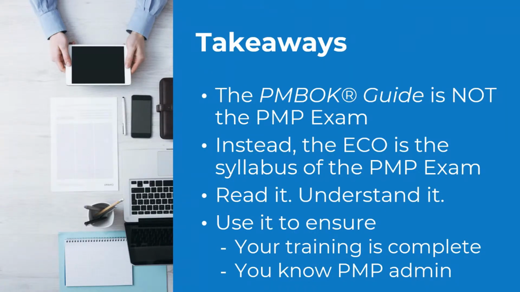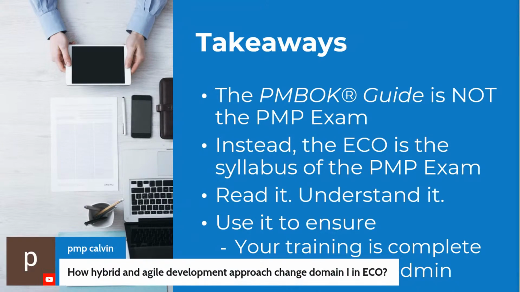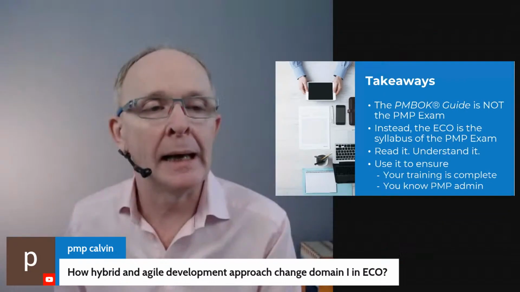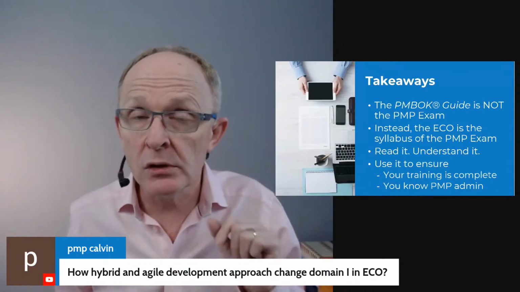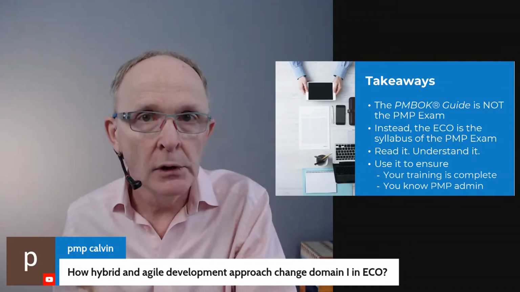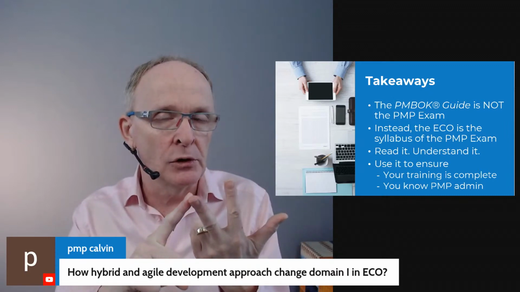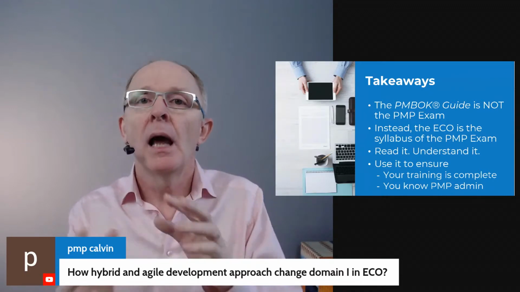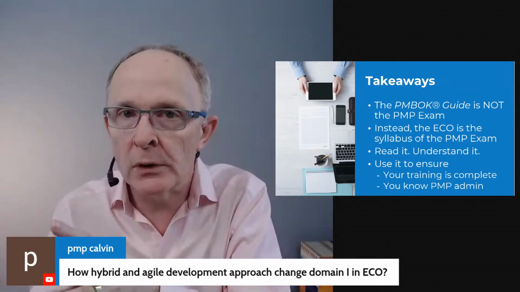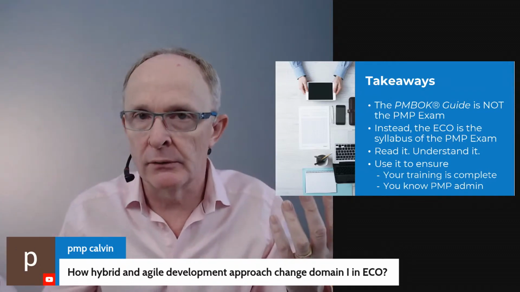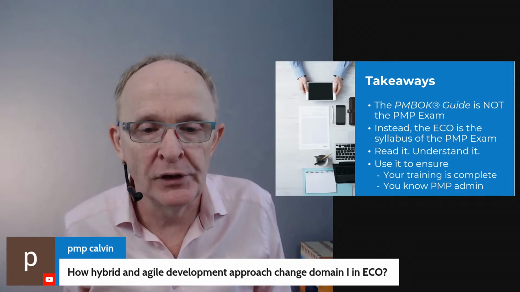Getting a few questions here that talk about Agile. How has a hybrid and Agile approach changed the domains in the ECO? PMI clearly states that 50% of the exam will be about hybrid and Agile, and they also clearly state that it's throughout. So you will be asked questions about the people domain, the process domain, and the business environment domain, where you have to understand, how does Agile do things differently with people, process, and business environment than plan-driven?